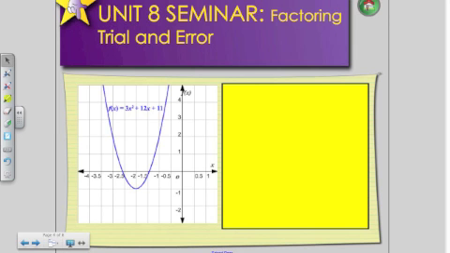So our example doesn't correspond to that graph. That's just a picture of another quadratic function. Let's start off with an easy example of factoring.